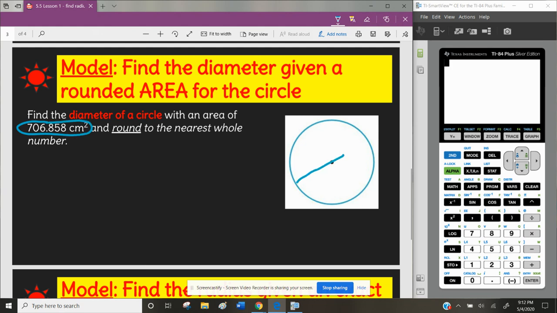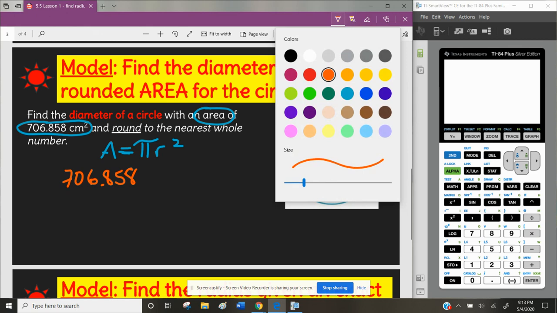So the diameter extends from one end of the circle to the other. That's what we're looking for. And we know that our area formula is A equals pi r squared. And they gave us the area, which is 706.858. So I'm replacing A with that 706.858. You can put the A on the other side if that makes you more comfortable.